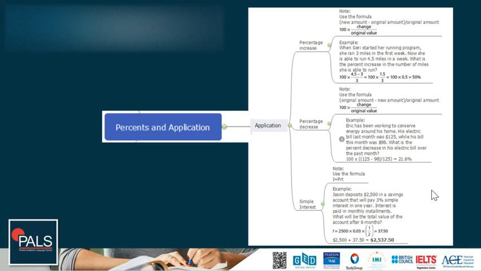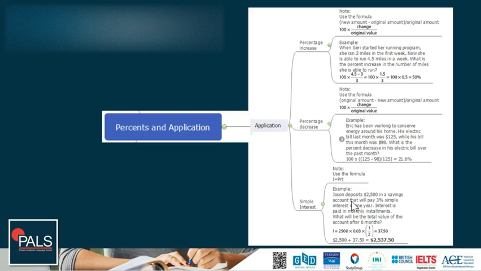Now, another common application is simple interest. To solve simple interest, you just need to be familiar with the formula. I is equal to PRT. I represents the interest, P represents the principal amount, R is for the rate, and T is for the time in years. Okay? Time in years.